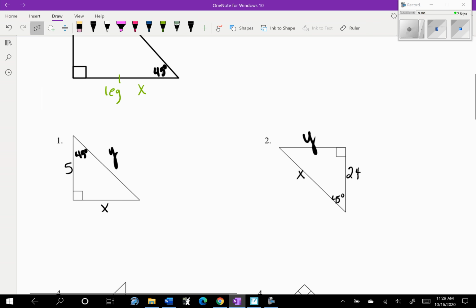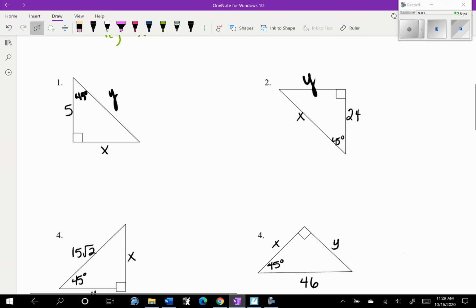All right, so let's go ahead and do some examples. So looking at the first one, we're going to solve for x and y, knowing that this is a 45, 45, 90-degree triangle. So for this, we know that the two legs are going to be the same length, so these are both the legs right here. So that makes finding x easy. So we know x is equal to 5.